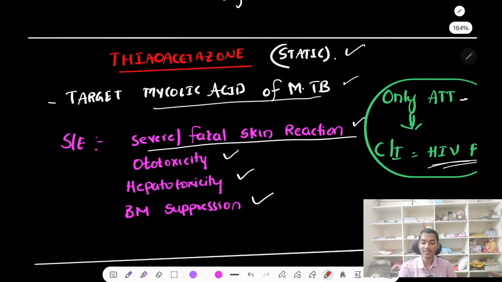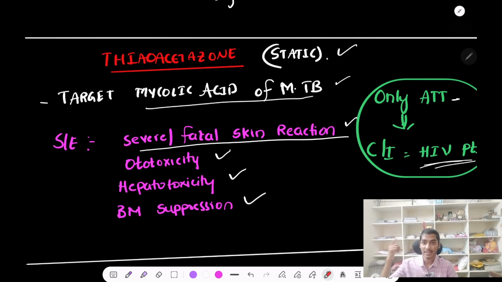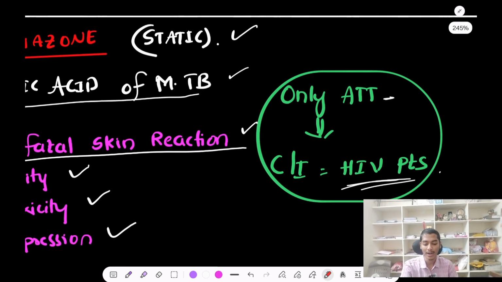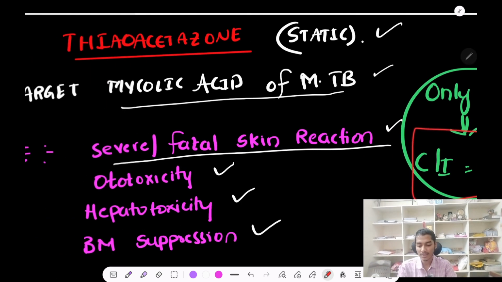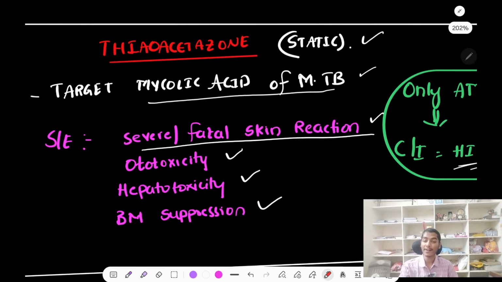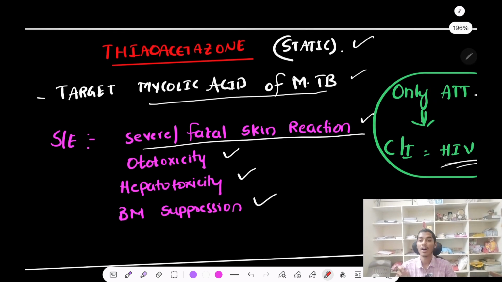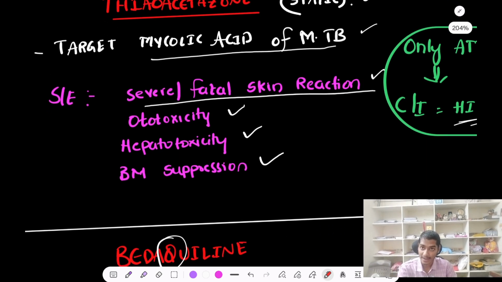Then we have thiostazone, which is a static drug I have discussed already. It's the only drug that is contraindicated in HIV patients, and it interferes with the mycolic acid of Mycobacterium tuberculosis. Side effects: we have severe or fatal skin reaction, ototoxicity, hepatotoxicity, and bone marrow suppression.